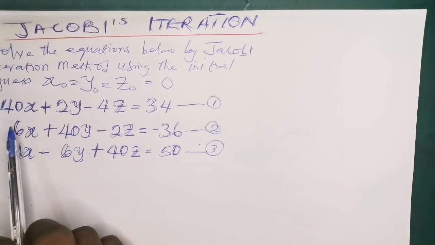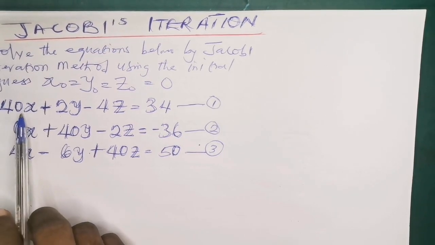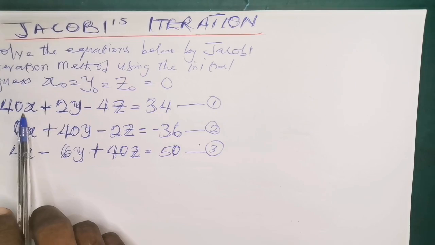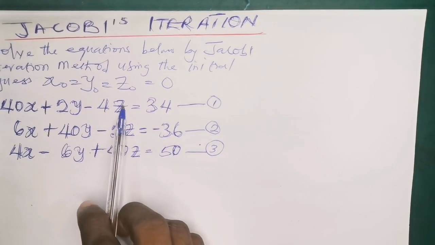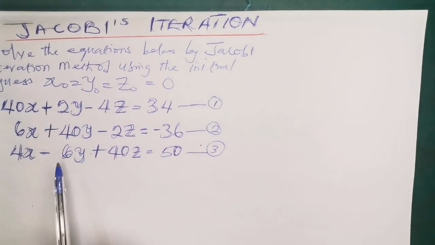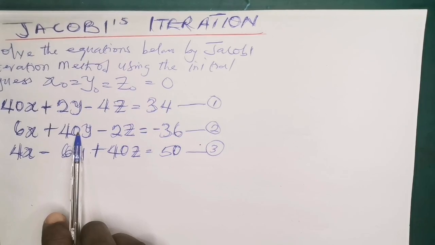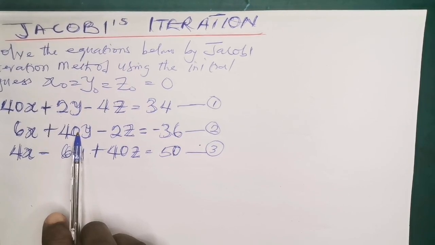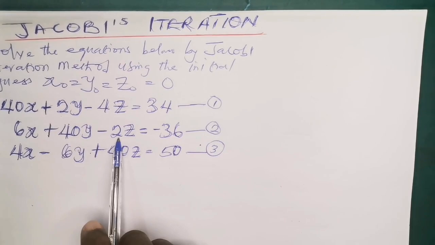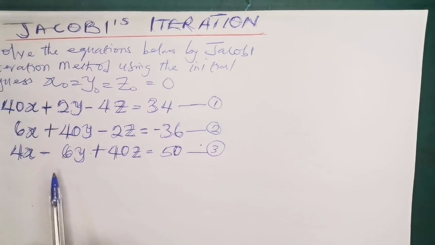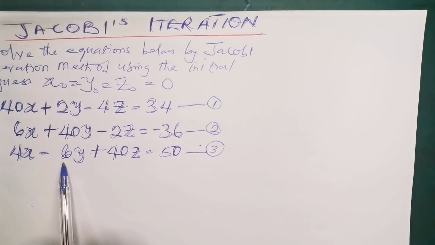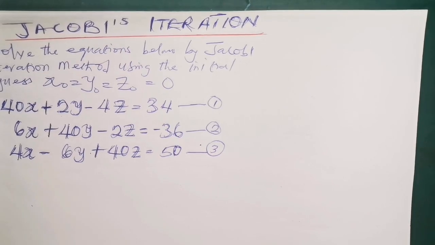Now, in utilizing the Jacobi's iteration method, the first thing you need to keep in mind is the coefficient of x in equation 1 must be greater than the sum of the coefficients of y and z in that same equation. Similarly, the coefficient of y in equation 2 must be greater than the sum of the coefficients of x and z in equation 2. And finally, the coefficient of z in equation 3 must be greater than the sum of the coefficients of x and y in that same equation. Now, let's verify this and see.